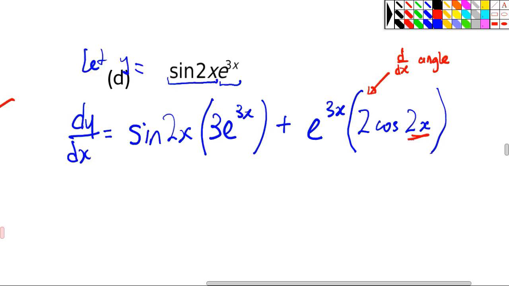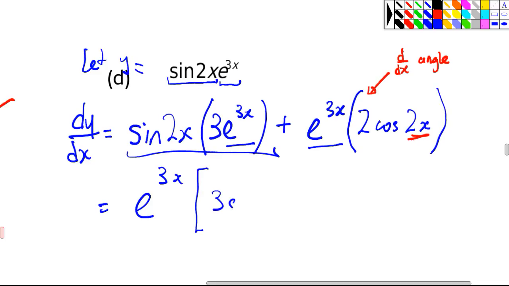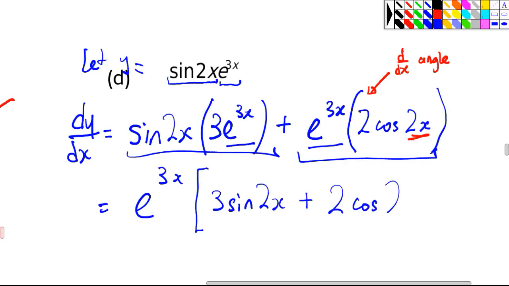Can I simplify as in factorize? Yes. e^(3x). The numbers? Nothing. sin 2x cannot. So I can only factorize e^(3x). What is left in the first one? 3 sin 2x. The second one? 2cos 2x. So the answer is e^(3x)(3 sin 2x + 2 cos 2x). Okay?